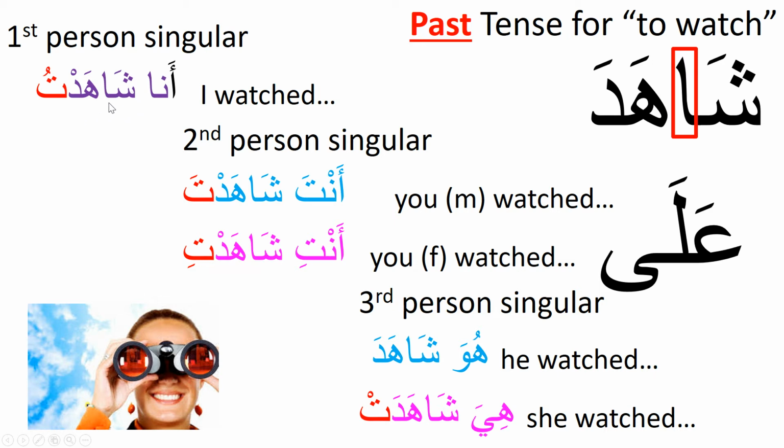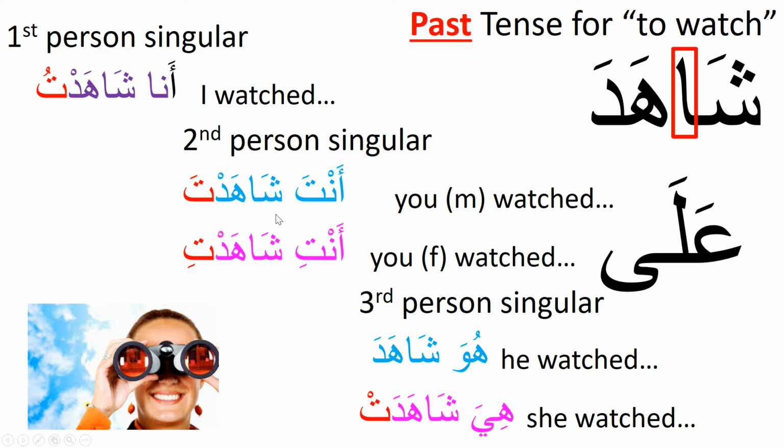The stem previously was shahid. When you conjugate it in past tense, you use a kesra underneath the soft H. But now you have a fatha over the soft H. So it's shahadtu. And there are ta suffix as part of our past tense conjugations. So ana shahadtu. I witnessed or I watched.